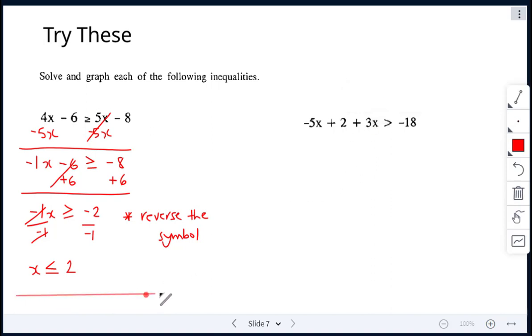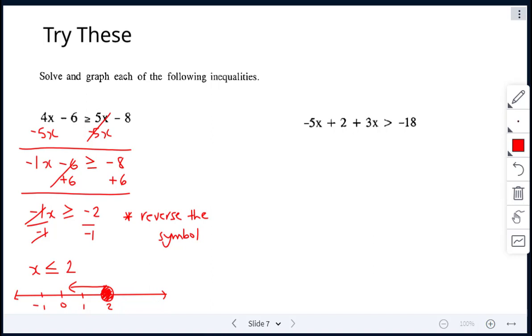Just going to squeeze it in here at the bottom. Okay, so here's 0, 1, 2, we got the negative 1 here. It is less than or equal to, so we do have to fill in our dot here. And it is a less than, so we point our arrow to the left. All right, I'll pause here and let you guys try the next one.